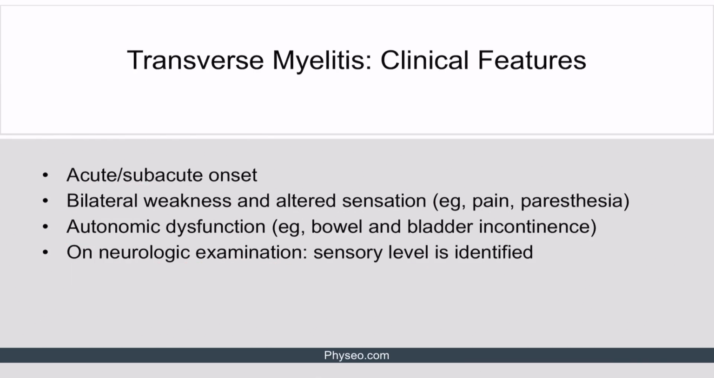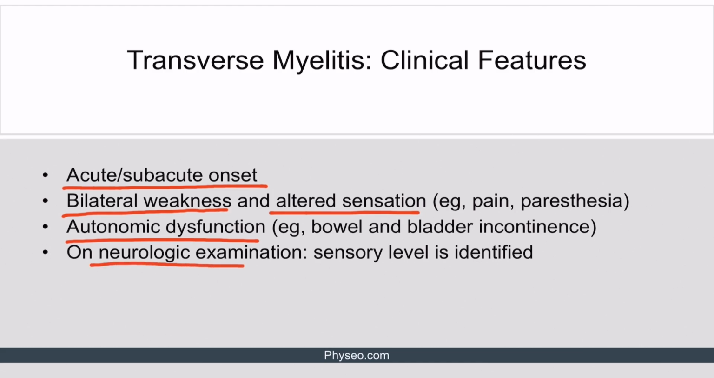Let's discuss clinical features. Transverse myelitis is of acute or subacute onset. The patient presents with bilateral weakness and altered sensation, such as pain and paresthesia. Autonomic dysfunction like bowel and bladder incontinence and sexual dysfunction is usually encountered too.